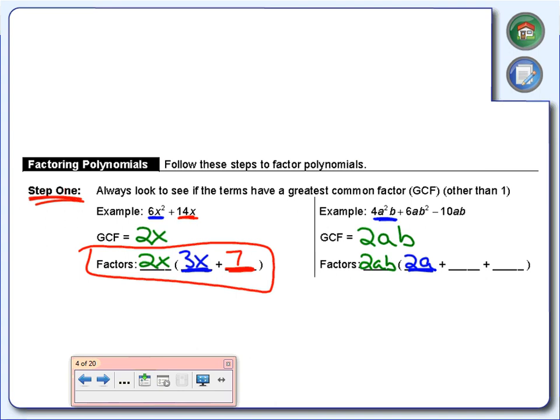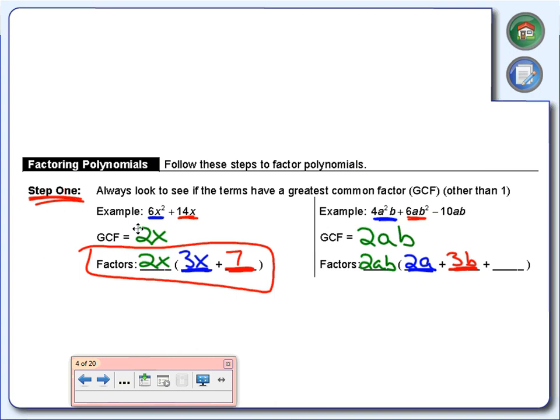All right, let's keep going. Now I need to figure out what's going to go in that. 2AB times what will give me this 6AB squared? What do I need to multiply by? 3 for sure. Anything else? We're also going to need a B, because a B times another B is going to give me that B squared. Notice no A though.